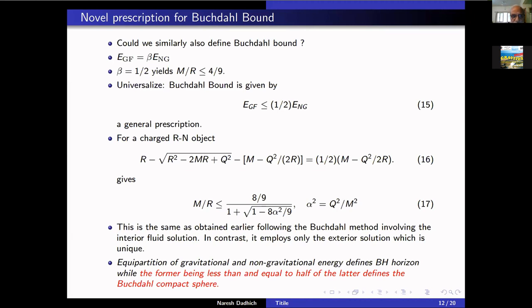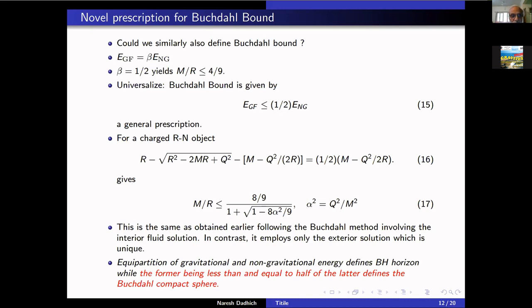So the Buchdahl bound, or Buchdahl sphere, is defined by the gravitational field energy being less than or equal to half of the non-gravitational energy. Now we said, let us universalize this: this should always be the case to define the Buchdahl bound. So make this a general prescription.